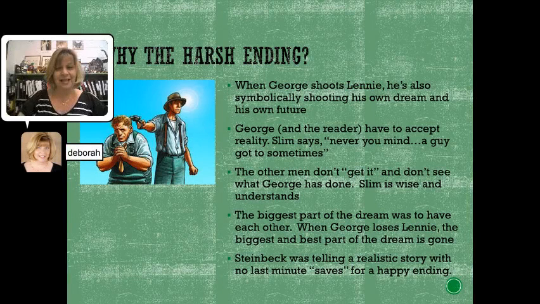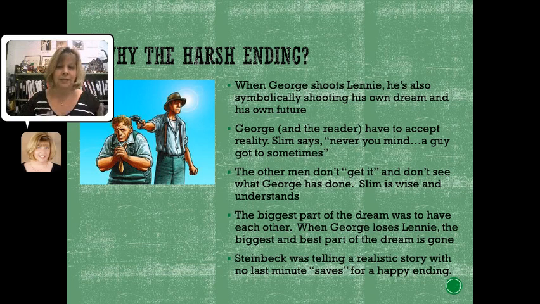So why does this ending have to be so sad? I mean, why write this book if it's going to be this horrific? Well, there's a couple of things going on here at the end. When George shoots Lenny, he's also symbolically putting to death his own dream and his own future. And George and the reader have to accept this reality that, as Slim says, "Never you mind, a guy's got to sometimes." That there are just times when you have to do difficult things in life, even if you don't want to, when you're not going to be rescued, when you just have to deal with whatever's put on your plate.